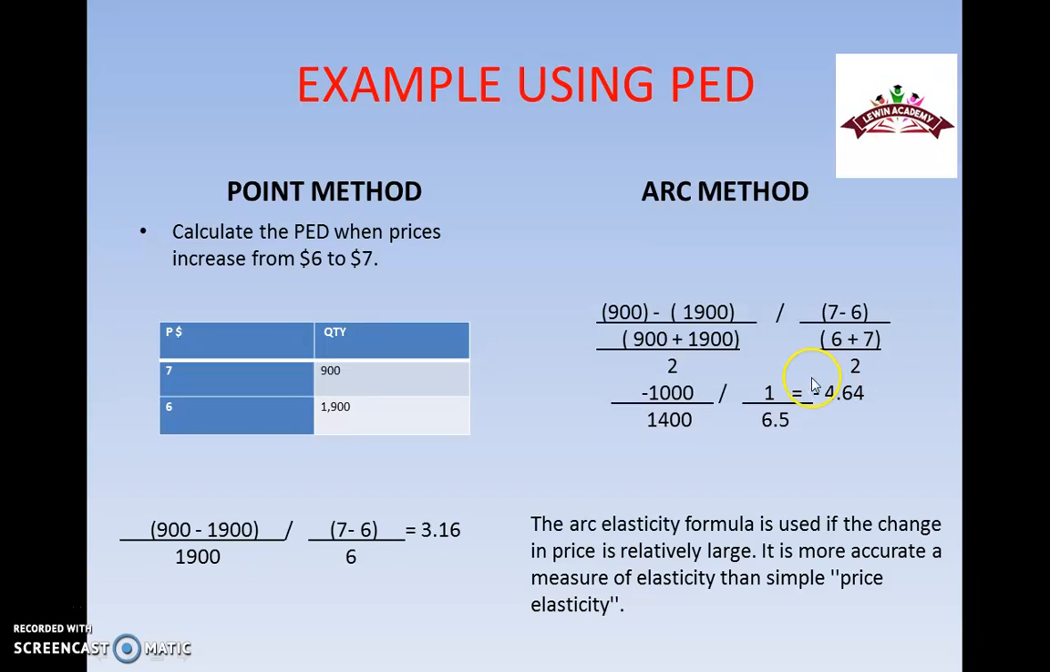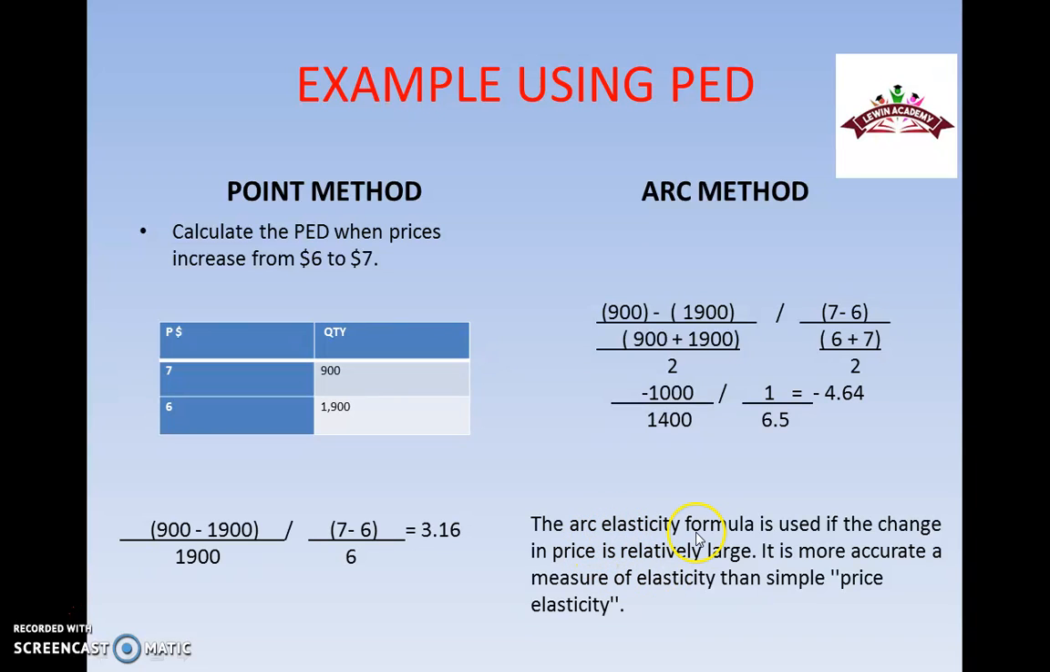Now, pay little or no attention to the negative sign. It simply means that demand is going in an inverse or negative direction. The negative sign when calculating elasticity of demand simply means that demand has an inverse relationship with price. So as price increases, demand decreases, and if price decreases, then demand will increase. So there's a negative relationship.